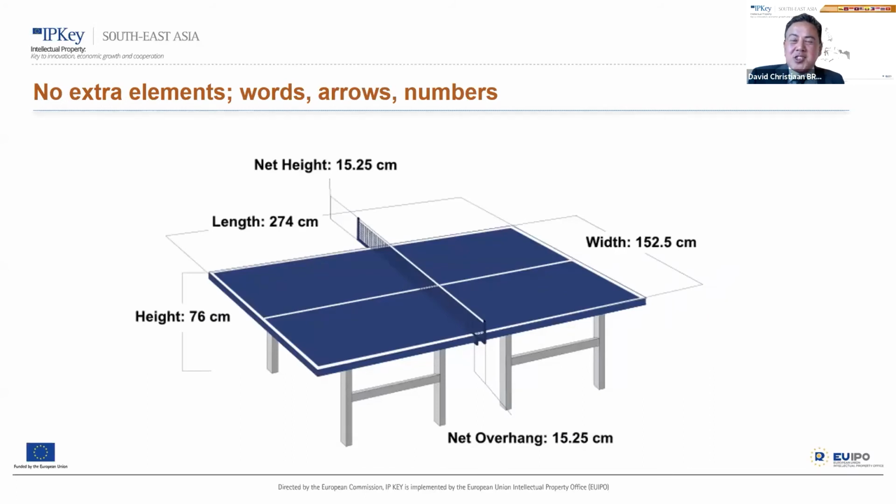We do not allow extra elements in the images either. This includes words, arrows, numbers, any type of lines that are outside the design. What you see now, of course, is a table tennis table. There are measurements and there are lines to indicate where they are. There's a net. I understand, of course, that for applicants, this is very practical information. It explains how the design is, what the dimensions are. However, nonetheless, for registration purposes, this is not allowed.